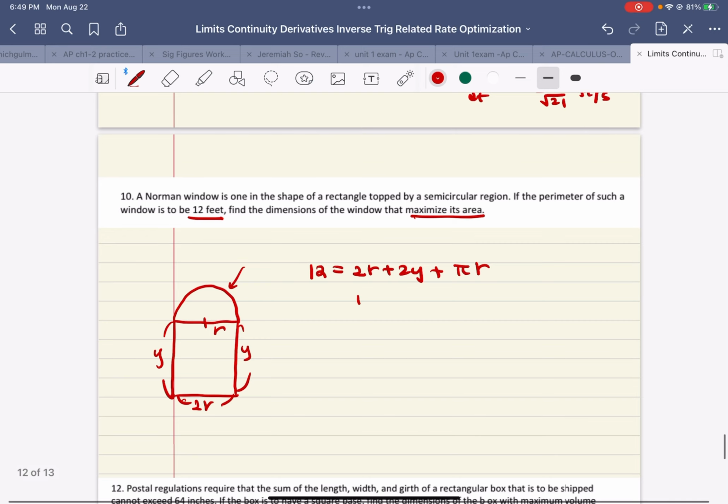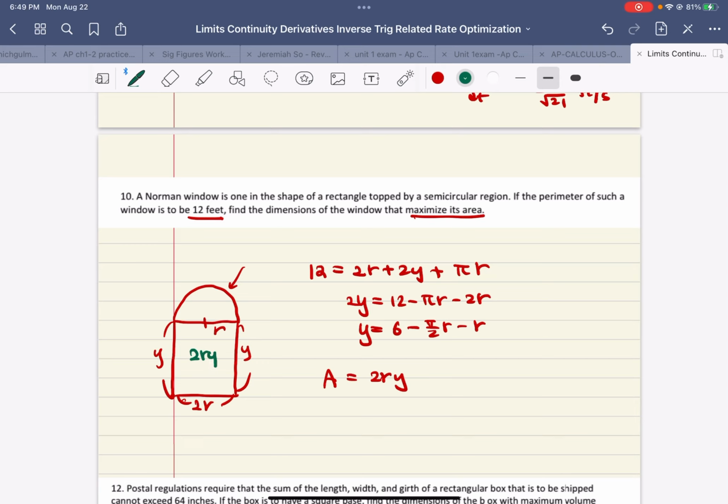Now you can isolate y. 2y equals 12 minus pi r minus 2r. You can divide by 2, so y equals 6 minus pi over 2 r minus r. You can leave it like that. Now I'm going to find the area of the entire thing. So 2ry is right here, 2ry, and this one is pi r squared but divided by 2. So pi over 2 r squared. That's the area of the semicircle.